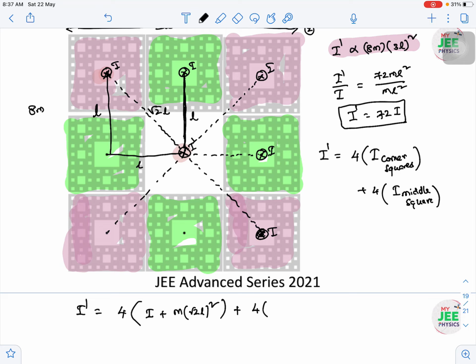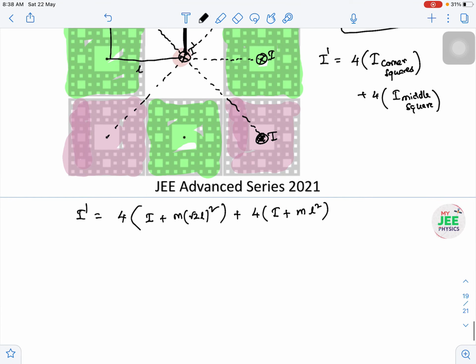Similarly, what is the moment of inertia of the center squares? For any center square, the moment of inertia about the axis passing through its center is I, and the distance between the two axes is L, so the moment of inertia is I center of mass plus m into the distance between the two. Then what will I achieve from this? Now we know that I dash is equal to 4I plus 4I, which is 8I, plus this term, 2 ml square into 4, you will get 8 ml square. I think you can do that mathematics, plus this is 4 ml square.